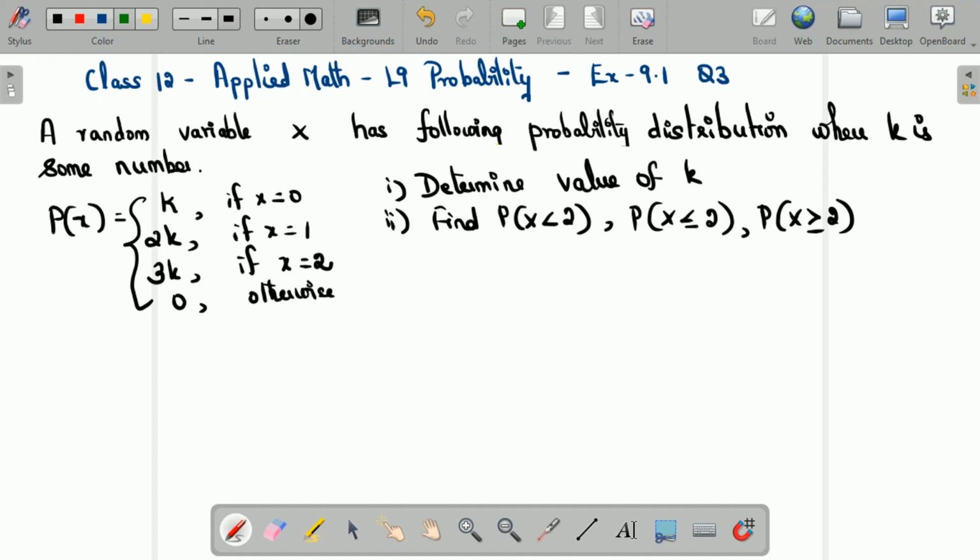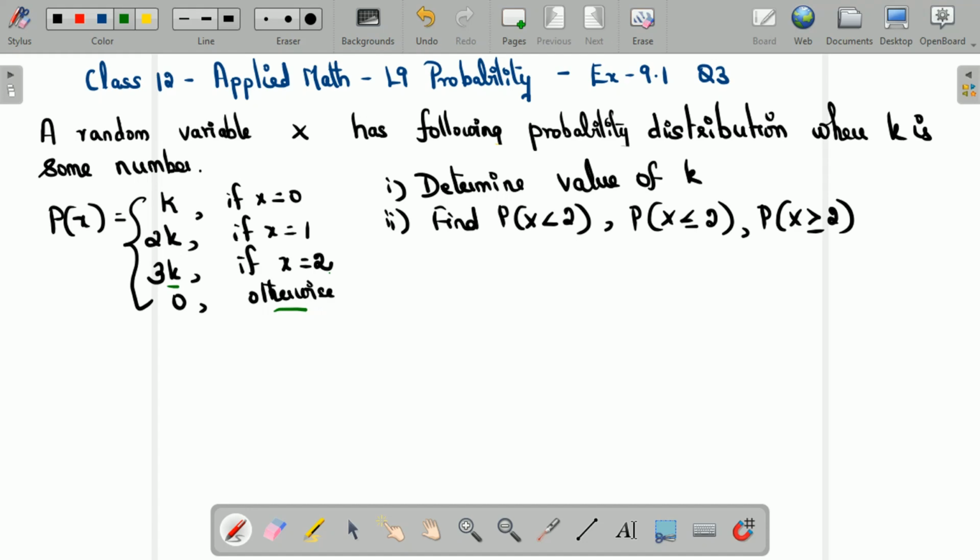In this video, let's find the solution for the third question in exercise 9.1. A random variable x has the following distribution where k is some number. So they have defined p of x is equal to k if x is equal to 0, it's 2k if x is equal to 1 and 3k if x is equal to 2. It's declared 0 otherwise. See, till the last problems the distribution was given as a table. Here they have listed it like that.